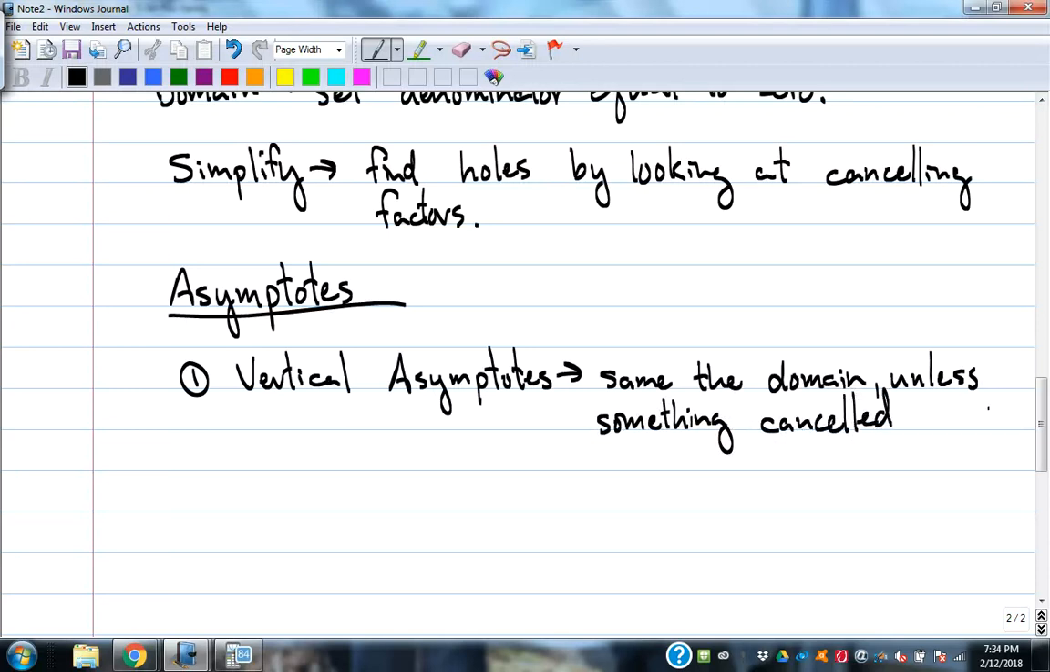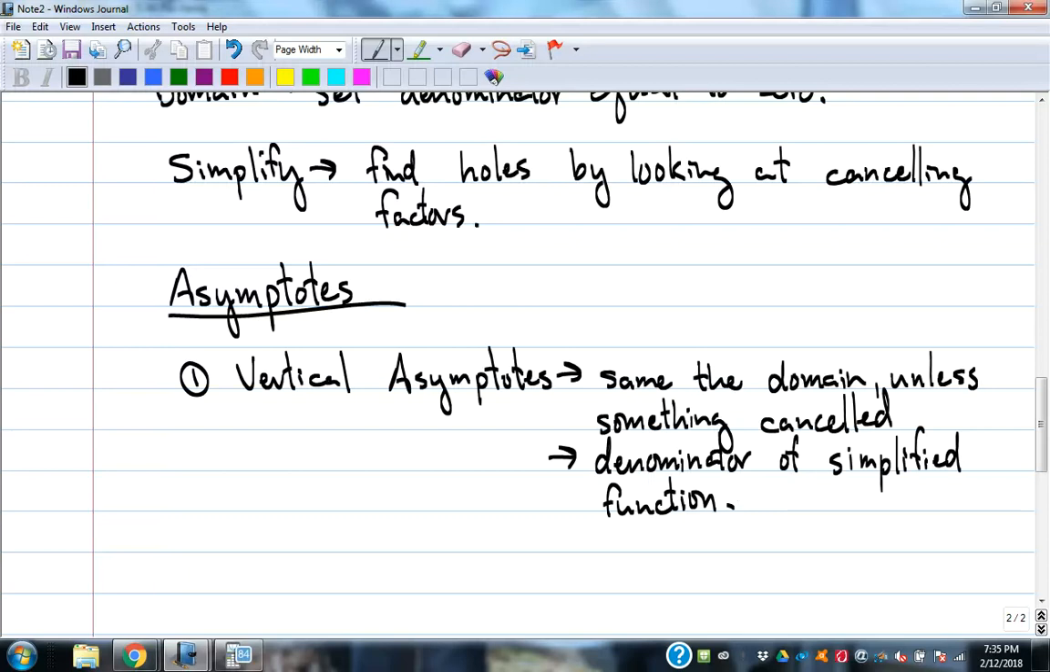So like if you had x plus 4 in the denominator, then x equals -4 is one of your domain restrictions. That's also a vertical asymptote, x equals -4. There's an imaginary dotted line at x equals -4 if that's the case. Okay. Vertical asymptotes come from the denominator of the simplified function. We'll look at examples of this and see what's up, but they come from the denominator of the simplified function. That's where vertical asymptotes come from.